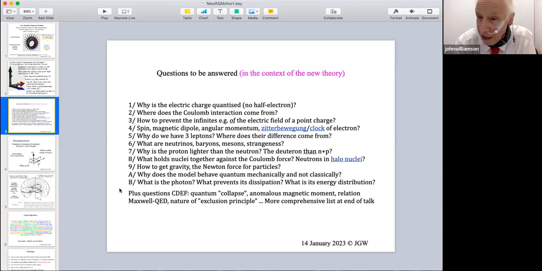So the first one: why is the electric charge quantized and there's no half electron or part of an electron? Well, first of all, I want to say there is a part of an electron. I know that because I've studied them. I've managed to put electrons into little bits and study parts of them. So there are half electrons, but electron charges are quantized and they come in whole units.